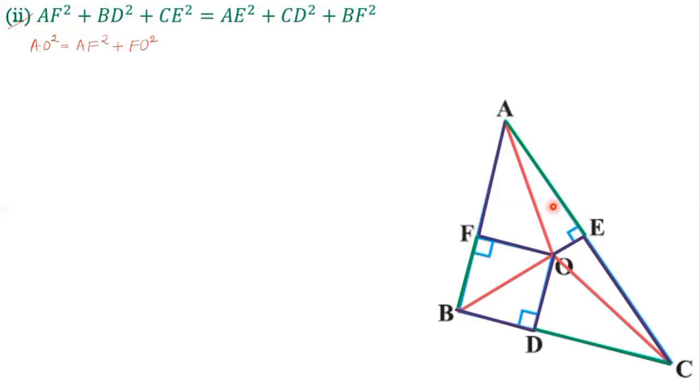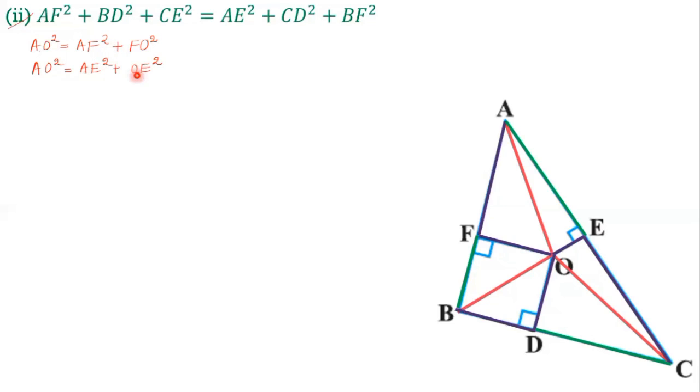And apply Pythagoras theorem to triangle AEO. Angle E is 90 degrees, so AO square is equal to OE square plus AE square. AO square is equal to AE square plus OE square. Now observe these two equations. AO square is equal to AF square plus FO square, and AO square is equal to AE square plus OE square.